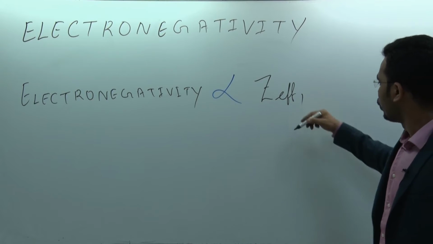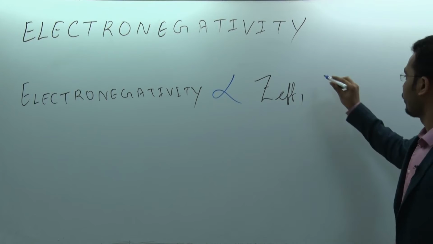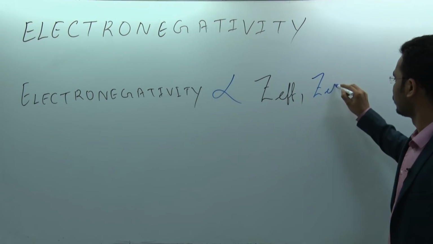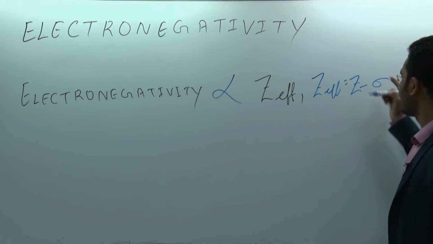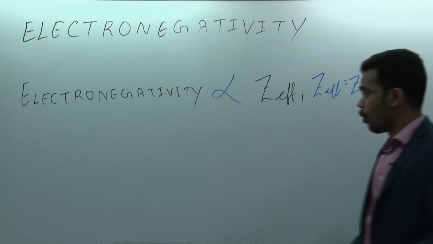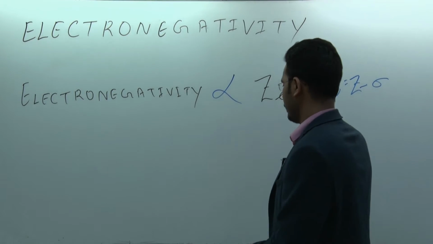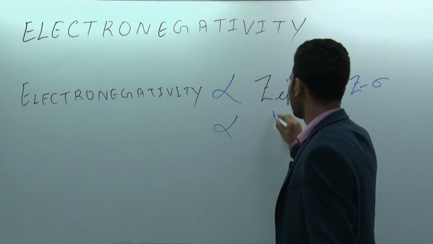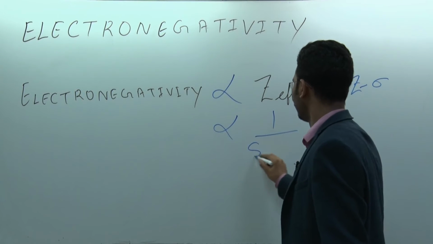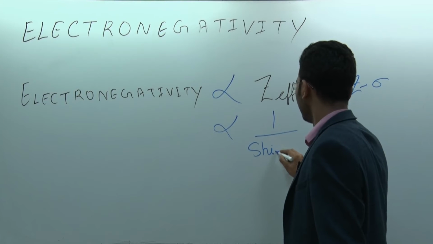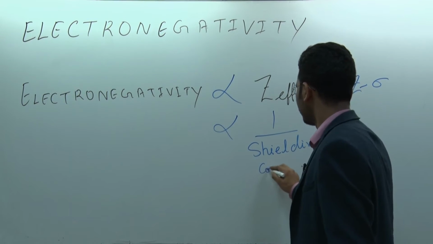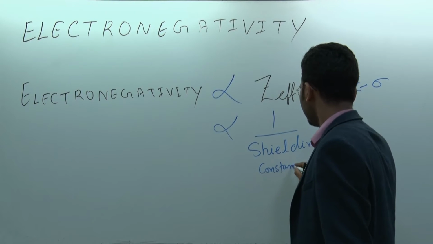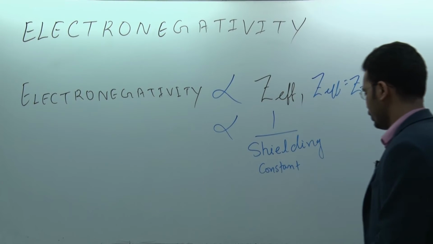As you know, Z effective is Z, the atomic number, minus sigma. Therefore, it is inversely proportional to the shielding constant, that is sigma.